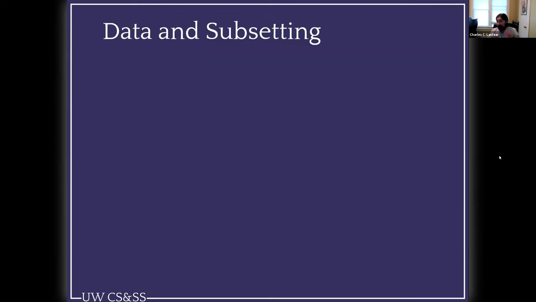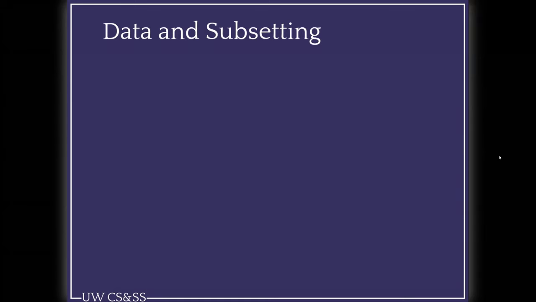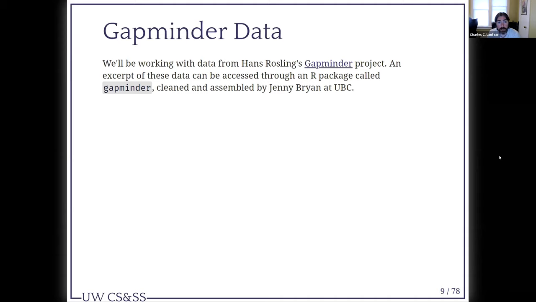Okay. Next little topic I want to talk about before we get into making pretty pictures is some brief stuff on data and subsetting data. So today we're going to work with data from Hans Rosling's Gapminder project. This is actually a data set that's been cleaned up by Jenny Bryan up at University of British Columbia, one of the biggest, most important people in the world of R. And this class is actually partially based on her old Stat 545 class.